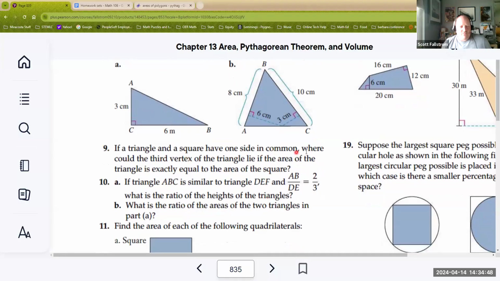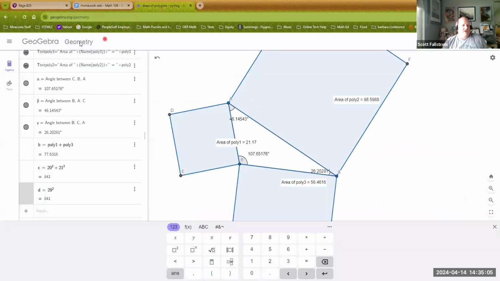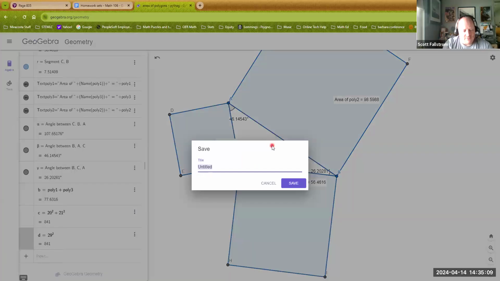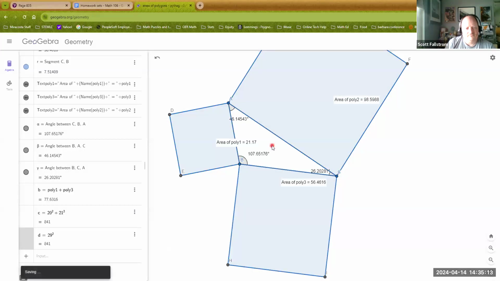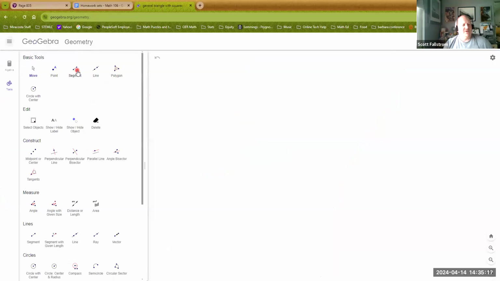A square and a triangle have one side in common. Where could the third vertex of the triangle lie if the area of the triangle is exactly equal to the area of the square? So that might be one for GeoGebra. Again, I'm not sure. Let's see here. You can clear everything off and make a GeoGebra for this, maybe.